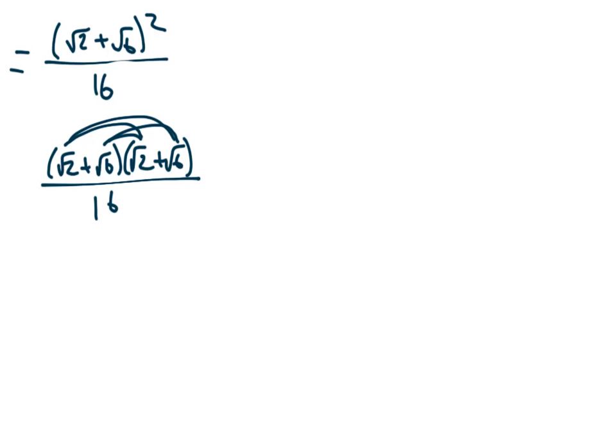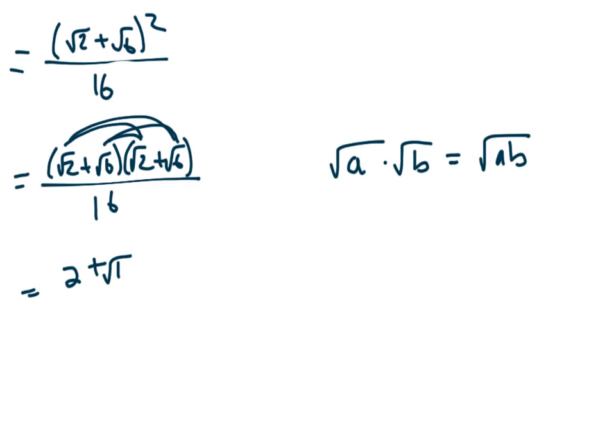First times first is going to give us root 2 times root 2, 2. Outside times outside gives us root 2 times root 6. Now, if I have the square root of a times the square root of b, this product of square roots is equal to the square root of a product. So root 2 times root 6 is the same as the radical of 2 times 6, radical 12. So this is 2 plus radical 12. Inside times inside, root 6 times root 2, it's just root 12 again. And then root 6 times root 6, last times last. Root 6 times itself is 6.